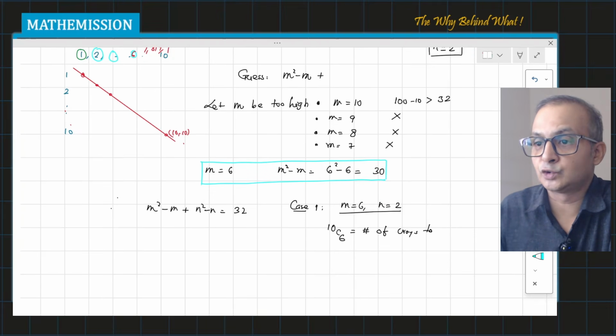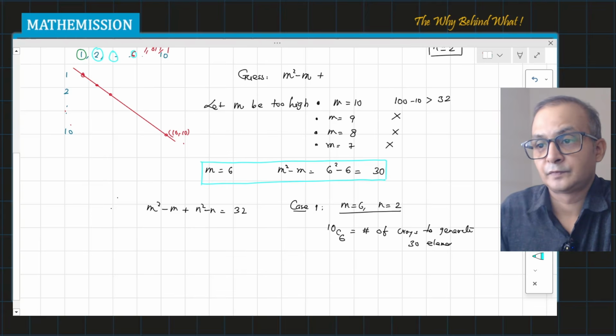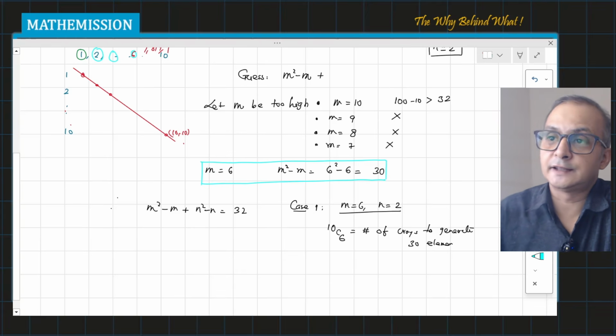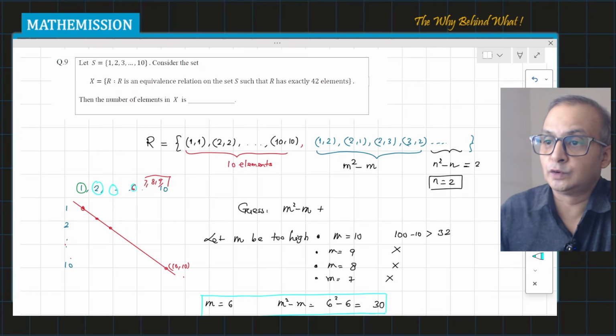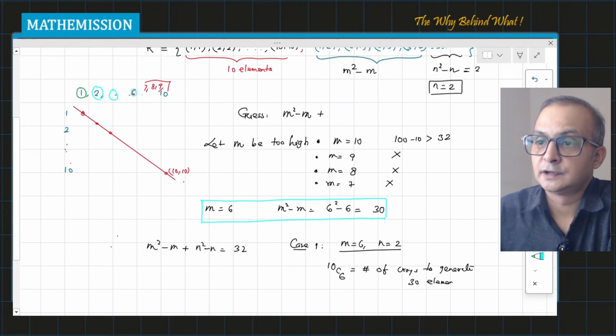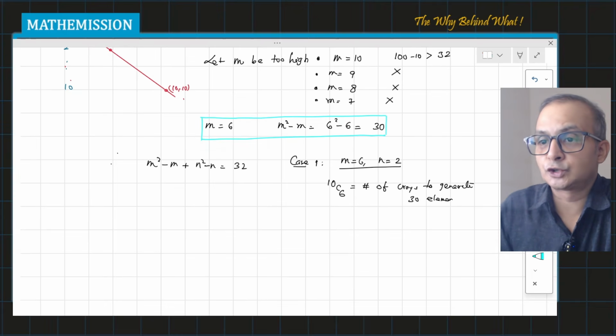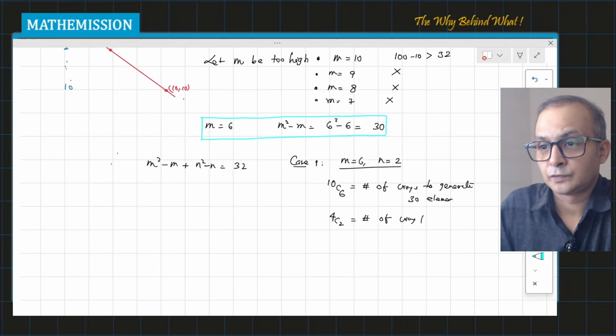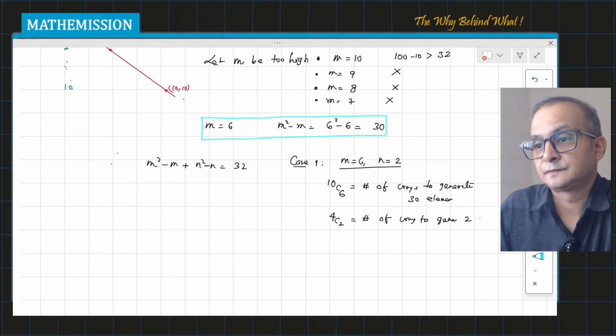To construct or generate 30 elements. And again, we have selected 2, n is 2, and the 2 is coming from the remaining 4 elements. So 4 choose 2 is the number of ways to generate the remaining 2 elements.